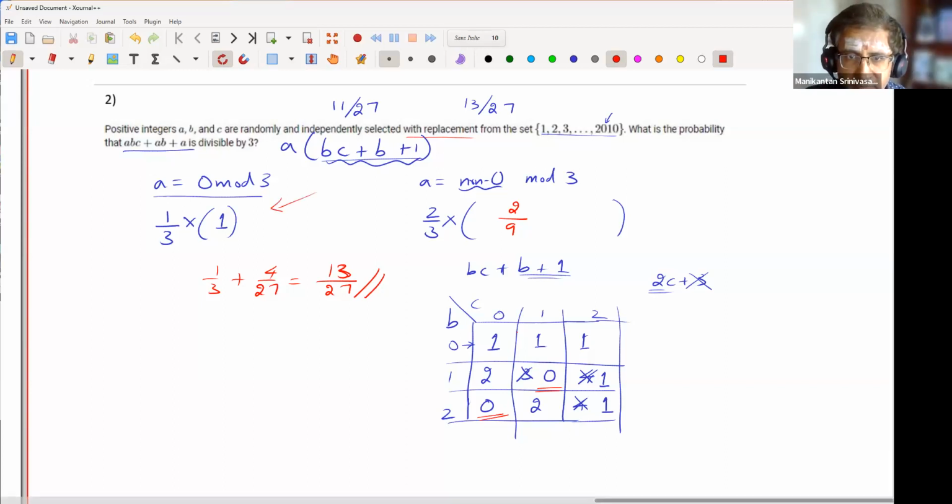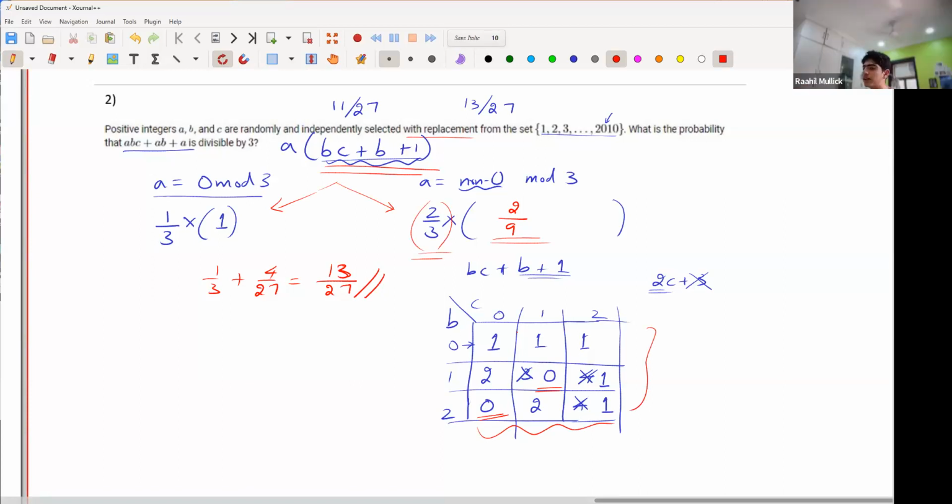A is divisible by 3, in which case I don't even care about B and C. A is not divisible by 3, in which case I completely rely on this combination to be divisible by 3. Right? So A is not divisible by 3 with a probability 2/3. And in that branch, depending on how B and C turn out to be, as we just saw, of the 9 possibilities, equally likely, 2 of them were. That makes sense, Anika? Everyone good? Keshav, you're okay?